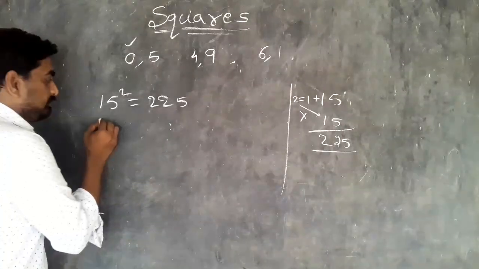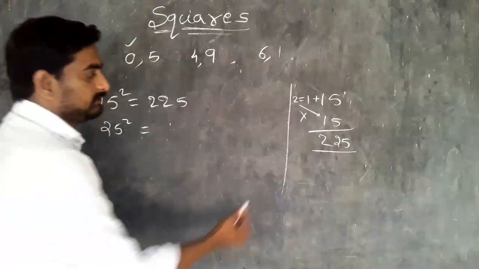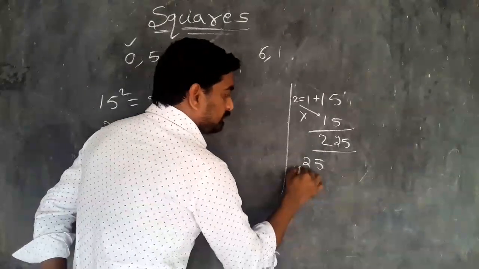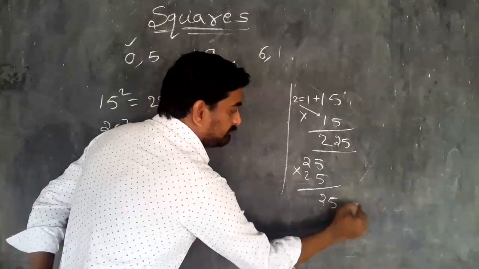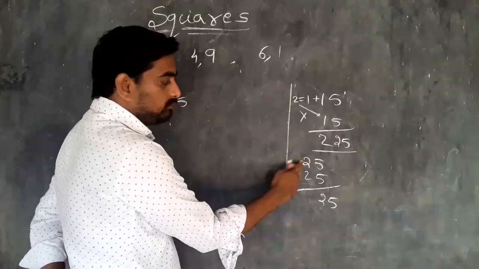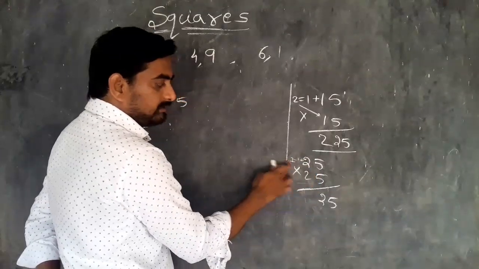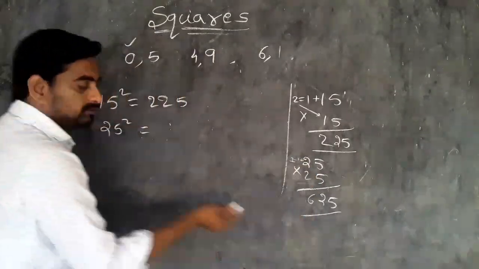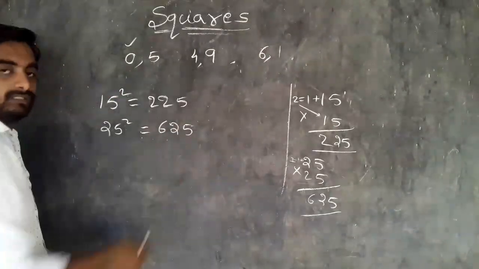And see another number, 25 square, same technique. 25 square means 25 into 25. 5 5s are 25, and add 1 to this number, we got 3 here. 3 2s are 6. So 25 square means 625.